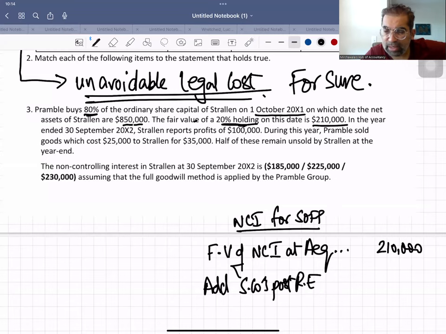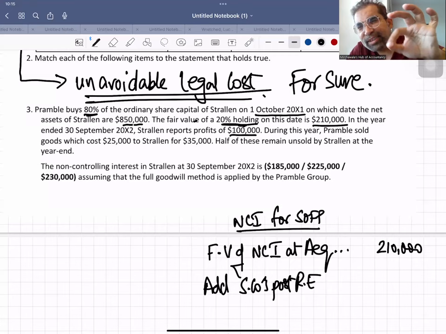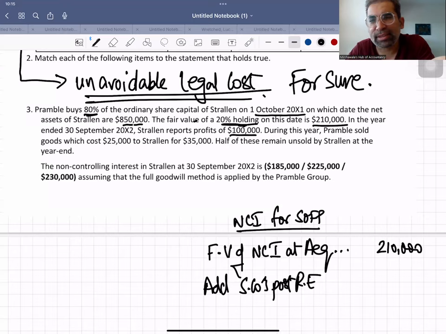Now look at the screen. In the year ended 30th September X2, Strelin, meaning S company, reports 100,000 of profit. This profit itself means post retained earnings. It's the profit for the year, and it is also called S company's post retained earnings, if you are using your common sense.